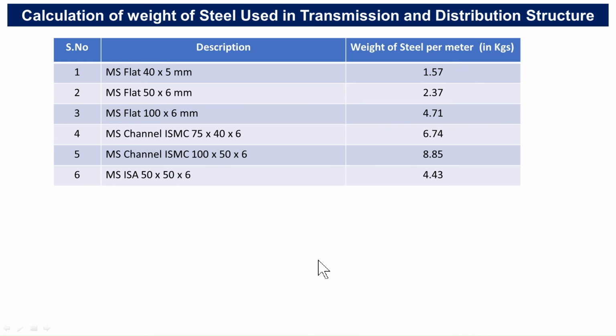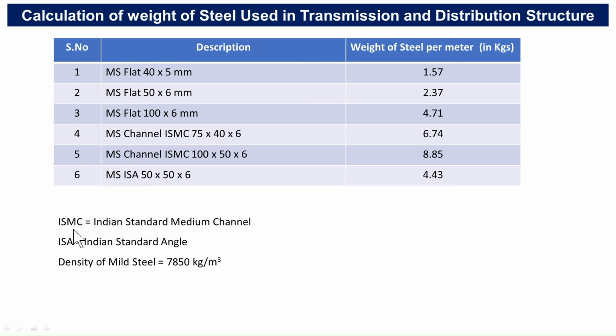Now the question arises, what does ISMC stand for, or what does ISA stand for? ISMC means Indian Standard Medium Channel. ISA is Indian Standard Angle. And the density of mild steel is 7850 kgs per meter cube. I have given the weights of these flats and channels because these are generally used in our structures in the distribution system.